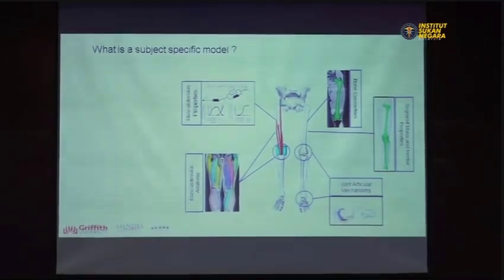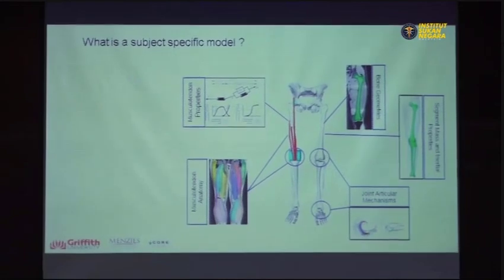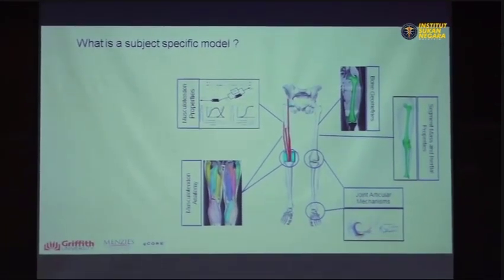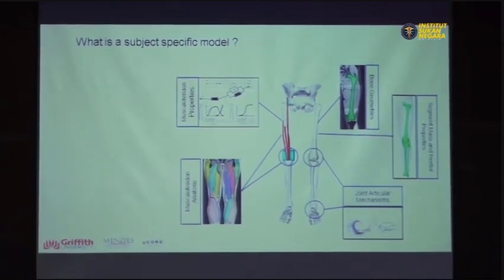So the next logical question is, what is actually a subject-specific model? Well, there are 5 categories that we typically chase after. It's bone geometry, it's segmented mass and inertial properties.